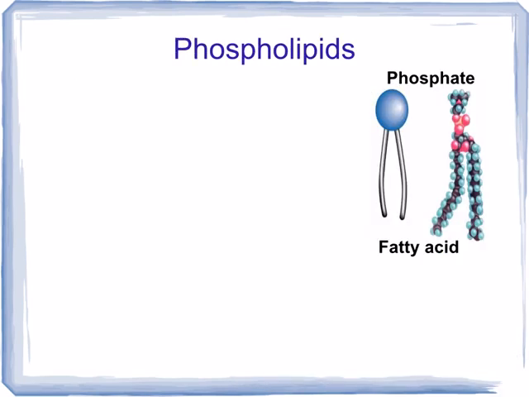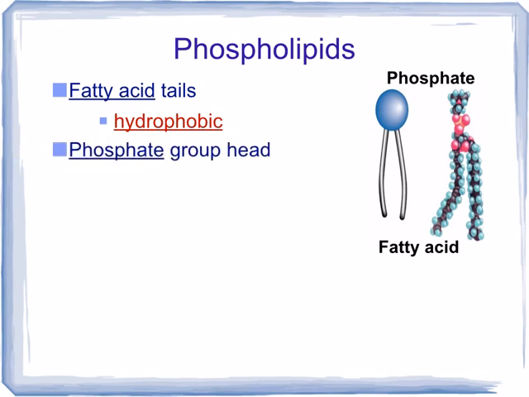Let's have a look at phospholipids. A phospholipid is made up of 2 parts. You've got your fatty acid tail, which is hydrophobic, so it doesn't like water very much, and it repels water. And the phosphate group head, which is hydrophilic, and this likes water, so it's attracted to water.